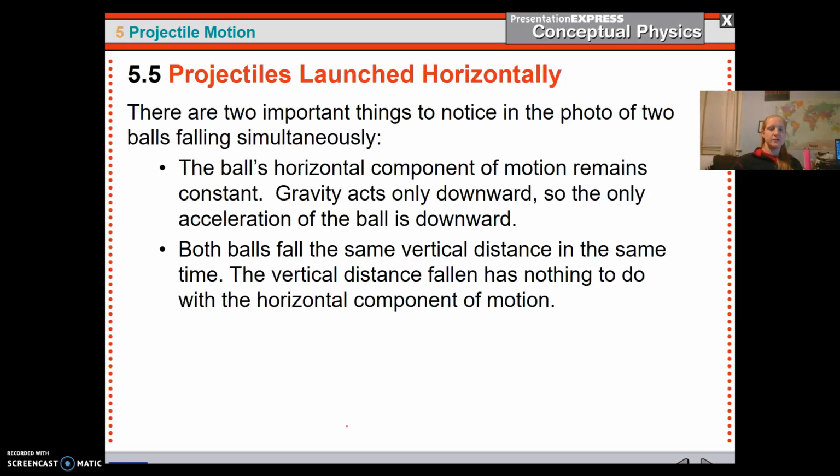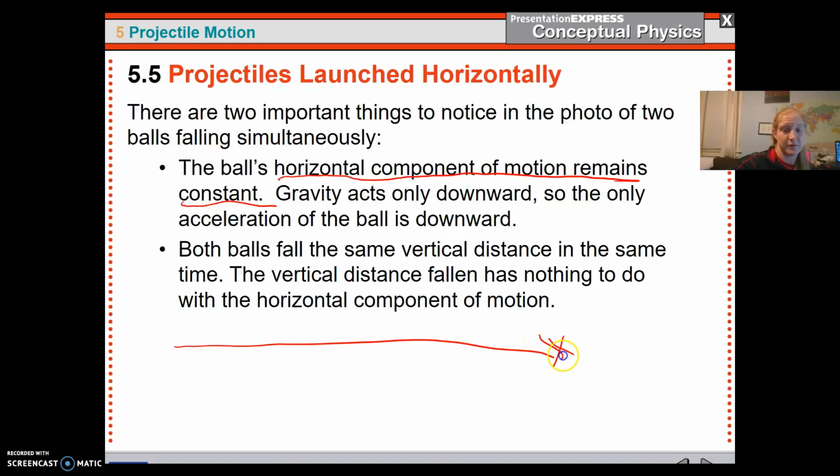The horizontal remains constant, while gravity acts only downward. So the acceleration is only downward, and the horizontal is just dependent on how far. The harder you throw it, the farther it will land from the original point, but it will still fall at 9.8 meters per second squared and hit the ground. Whether I drop it straight down or chuck it like a 100-mile-an-hour fastball, it'll land over here in the exact same amount of time.